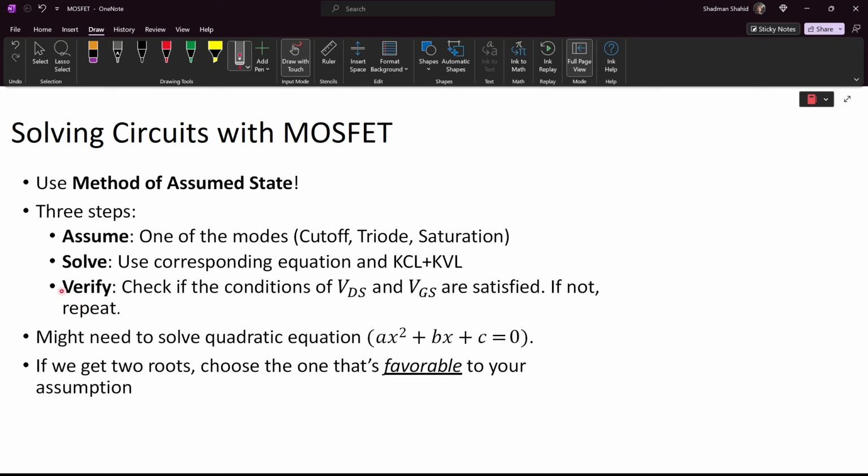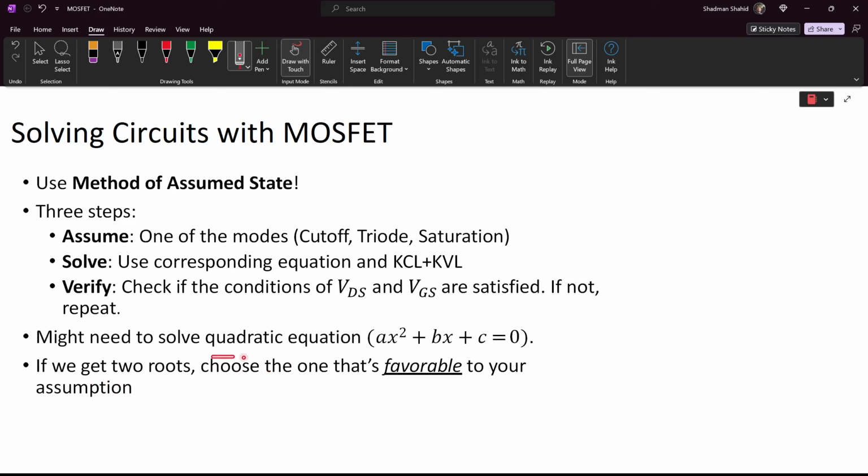এইটার পরে আমার ভেরিফিকেশন আইদার ফেল করতে পারে, যেটা হলে আমরা আবার আমাদের অ্যাজাম্পশন রিনিউ করে আবার 3টা প্রসেস ক্রোনোলজিক্যালি সলভ করব। কিন্তু ভেরিফিকেশন যদি কারেক্ট হয় তাহলে আমার সার্কিটের সলিউশন আমরা পেয়ে গিয়েছি। সো এই প্রসেসে আমার হয়তো কোয়াড্রেটিক ইকুয়েশন সলভ করা লাগতে পারে, বিকজ ট্রায়োড অ্যান্ড স্যাচুরেশন রিজিয়নে কারেন্ট is a quadratic function of either gate voltage or the drain to source voltage.